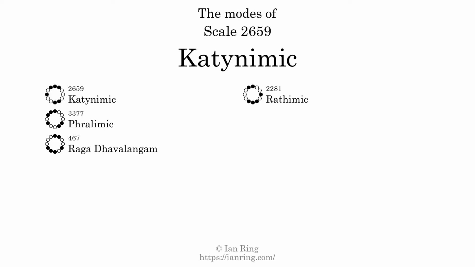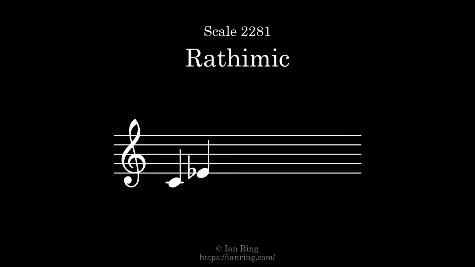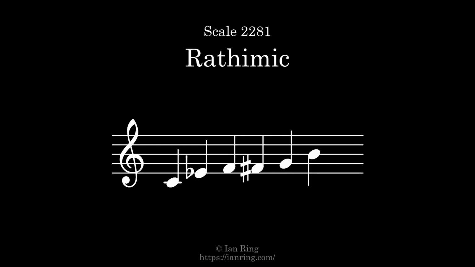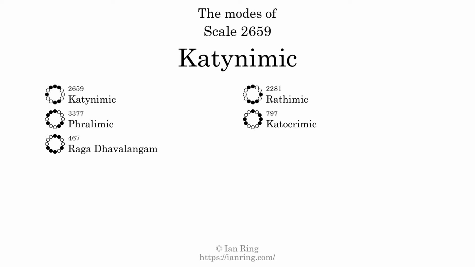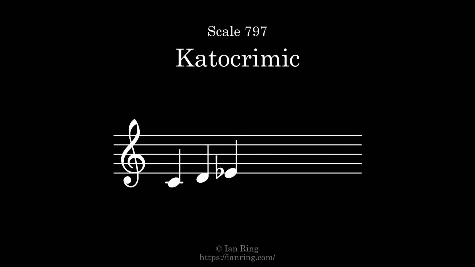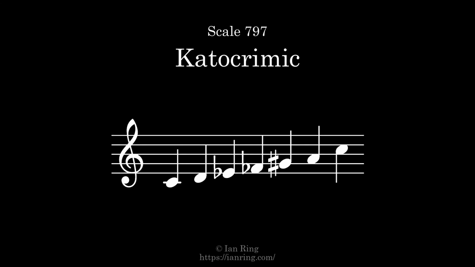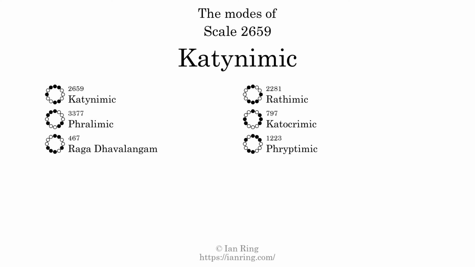The fourth mode is scale 2281, also known as rhythmic. It sounds like this. The fifth mode is scale 797, also known as Katynimic. It sounds like this. The sixth and last mode is scale 1223, also known as Heteromorphisms. It sounds like this.